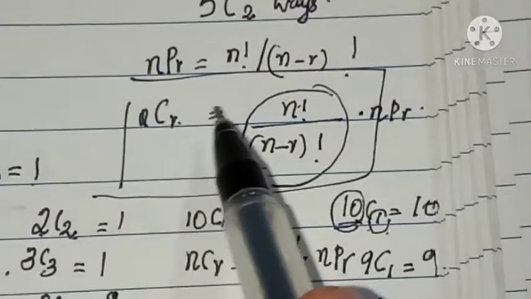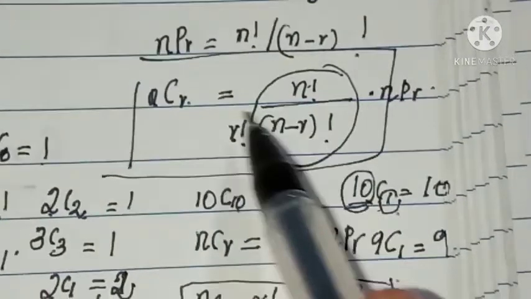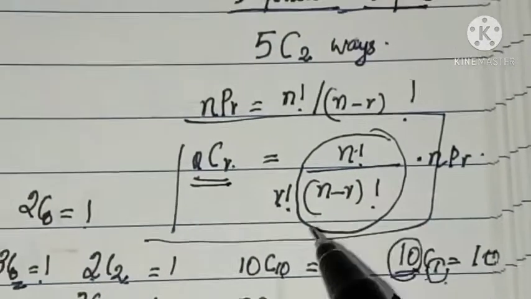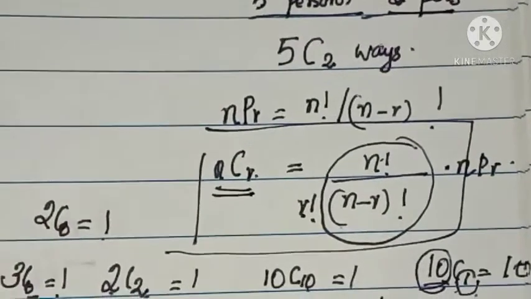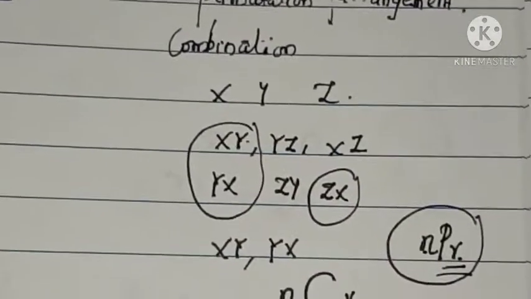While doing the problem, we need not write down the formula. There is another method to find nCr, which I will define later. So that's about combinations.